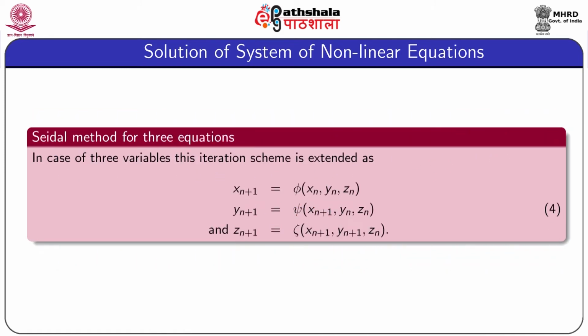And in case of 3 variables, the iteration scheme is extended as x(n+1) equal to phi(xn, yn, zn).